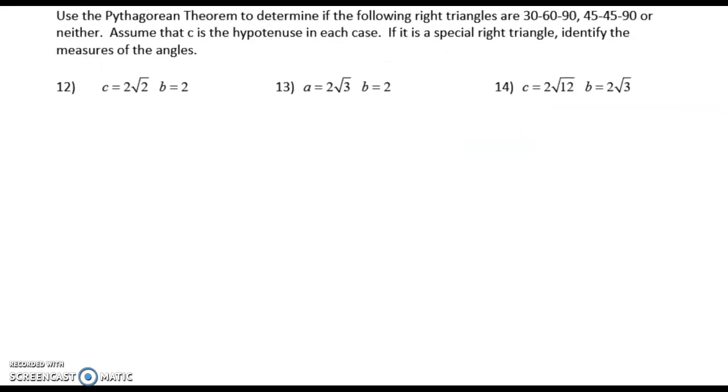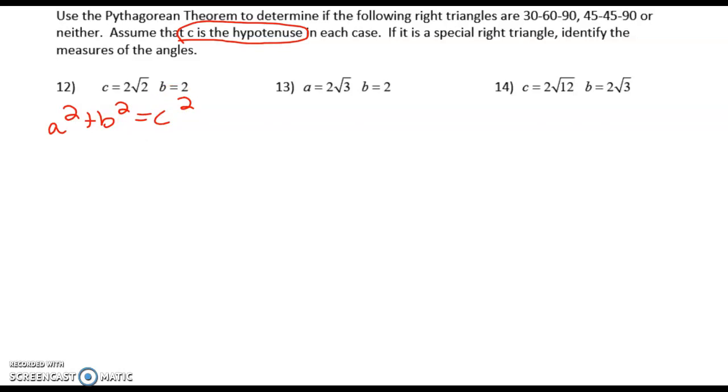All right, last one we're going to look at is number 12. Okay, this time we're trying to figure out if it's a 30, 60, 90, 45, 45, 90, or neither. So we don't know any angles, we just know side lengths. And we are assuming C is the hypotenuse. So we go A squared plus B squared equals C squared. Go ahead and fill that in, see if you can come up with what A is.